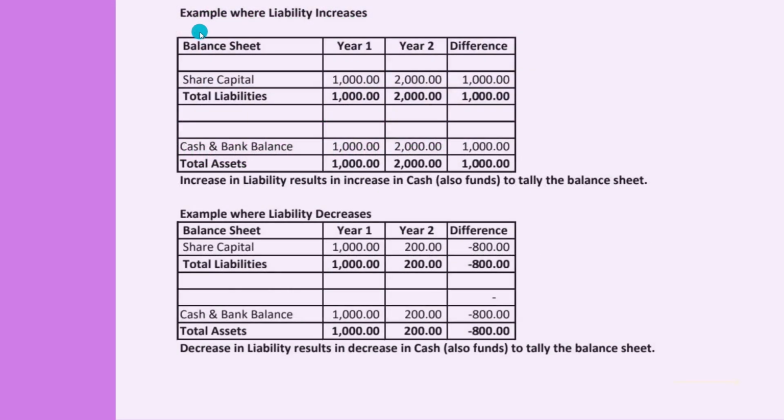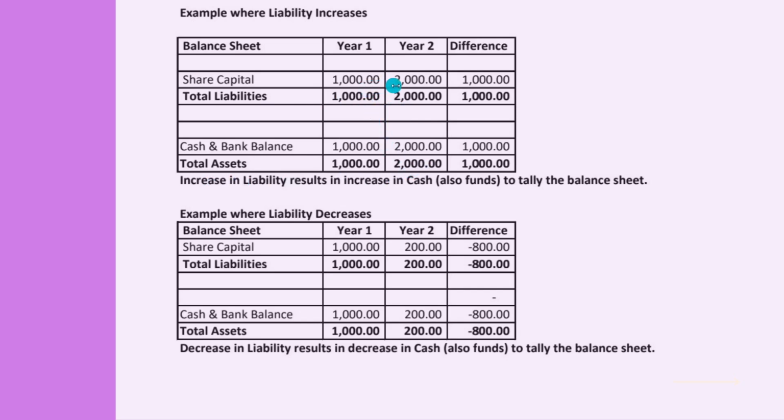Let us first understand how the balance sheet always tallies. So let us see the first scenario where liability increases. You are given a balance sheet of year 1 and year 2. In year 1, share capital is 1000 and cash and bank balance is also 1000. So total liabilities is 1000 and total assets is also 1000. In year 2, share capital increases from 1000 to 2000, and hence to tally the balance sheet, we have to increase cash and bank balance also from 1000 to 2000 so that our balance sheet tallies. That is, total liability of year 2 is 2000 and total assets of year 2 is also 2000.